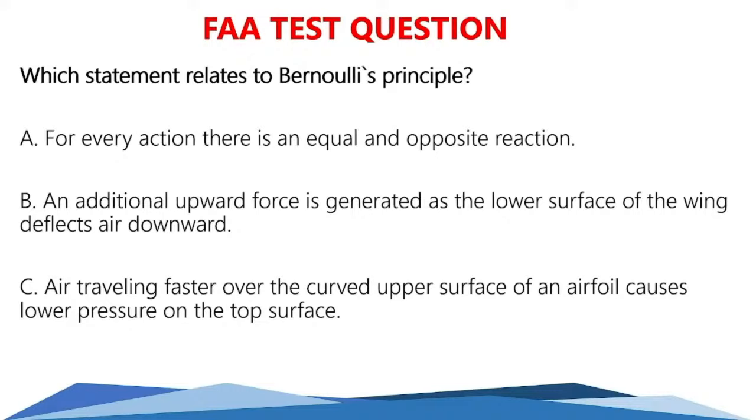Just make that request. So this question is relating to Bernoulli's principle. Which statement relates to this principle? Is it A, for every action there's an equal and opposite reaction? B, an additional upward force is generated as the lower surface of the wing deflects air downward? Or is it C, air traveling faster over the curved upper surface of an airfoil causes lower pressure on the surface?